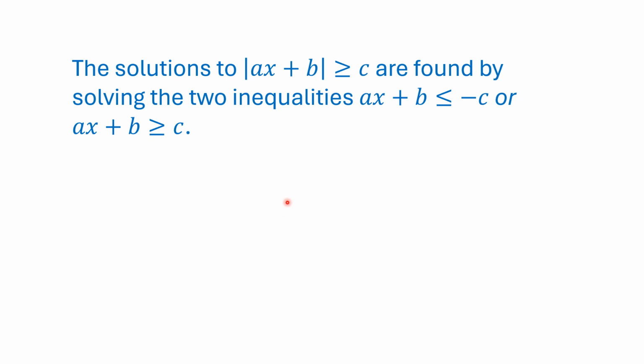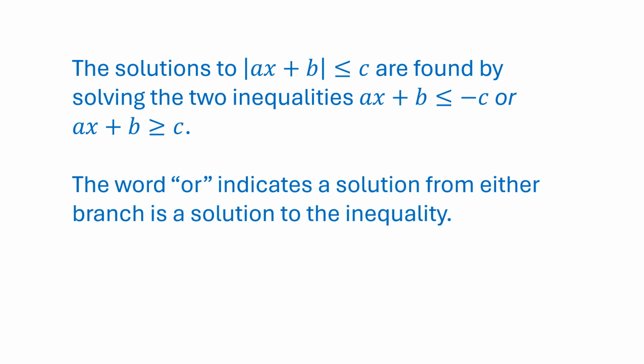We're going to end up with very small values as x tends to negative infinity, and very large values as x tends to positive infinity. With the greater than symbol, we only need one of those branches to be true for the inequality to work. So the word or indicates a solution for either branch is a solution to the inequality. That's a little different.